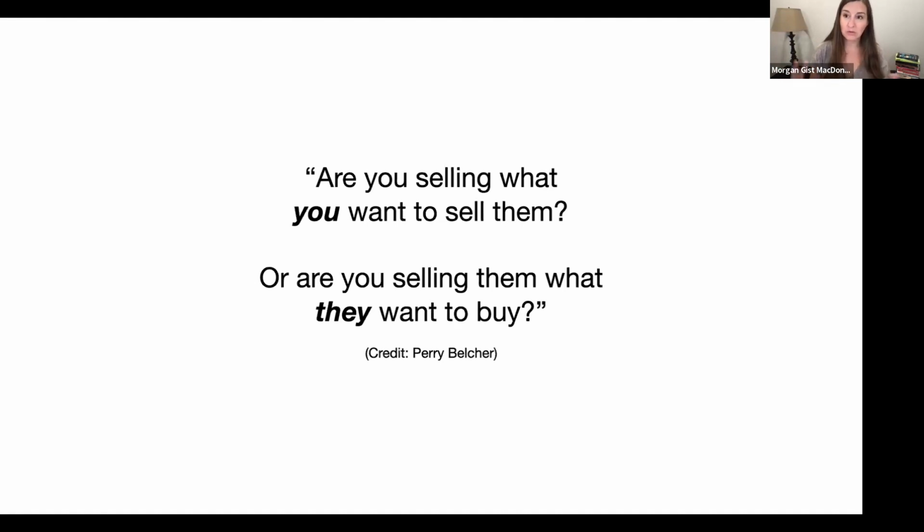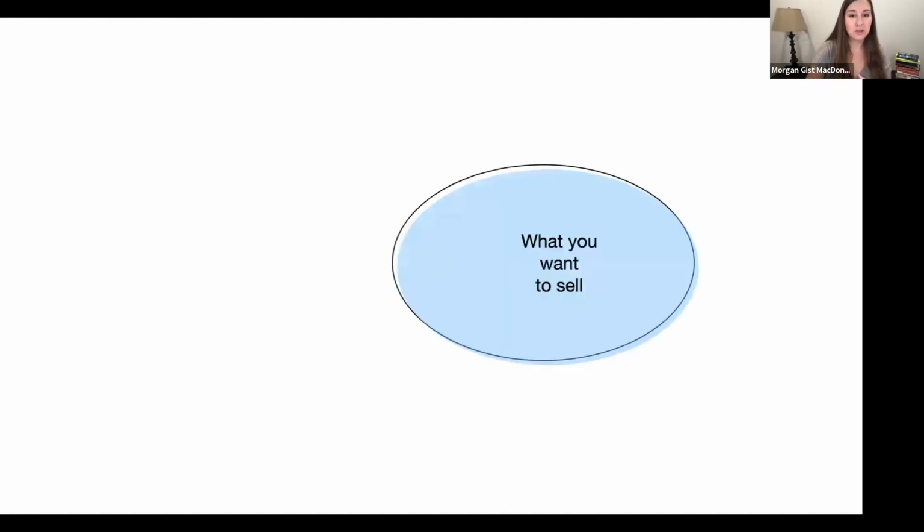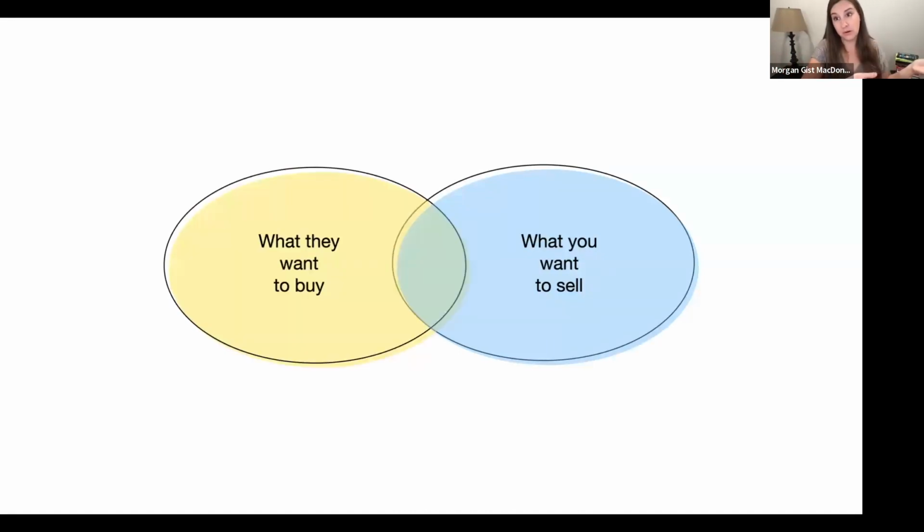And he said this quote on one of our group calls, and it just really stuck with me. He said, are you selling them what you want to sell them, or are you selling them what they want to buy? And so the idea here is, as a business owner, there are things you want to sell. But remember, when you're talking to actual people, there are only some things that they want to buy. They don't want to buy everything, right? There are certain things that they're interested in buying.